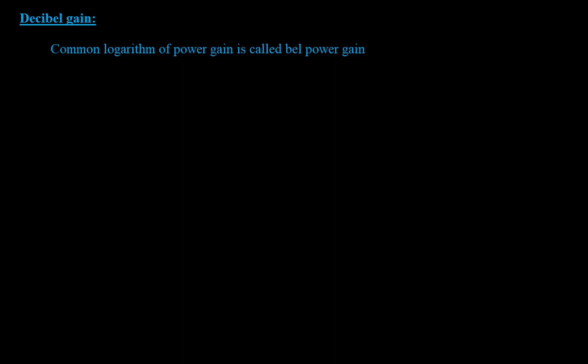In this lecture, we will introduce two new physical quantities, the decibel gain and bandwidth. We know that the gain is defined as the ratio of the output electrical quantity to the input electrical quantity. Then it will represent a mere number.